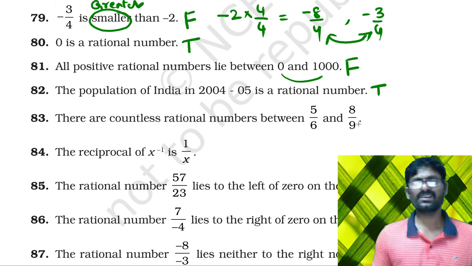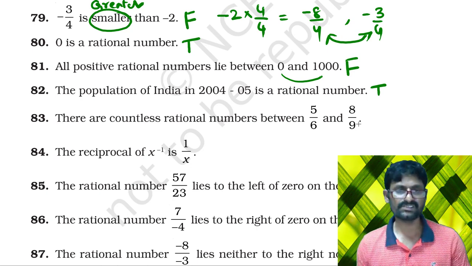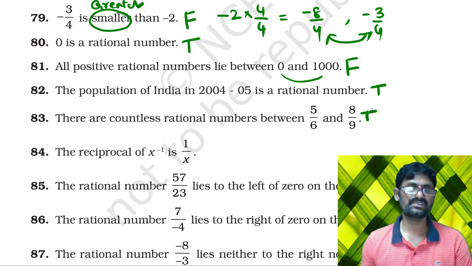Next, 83. There are countless rational numbers between 5 by 6 and 8 by 9. If you take any two rational numbers, there will be an infinite number of rational numbers between them. So this is a true statement.